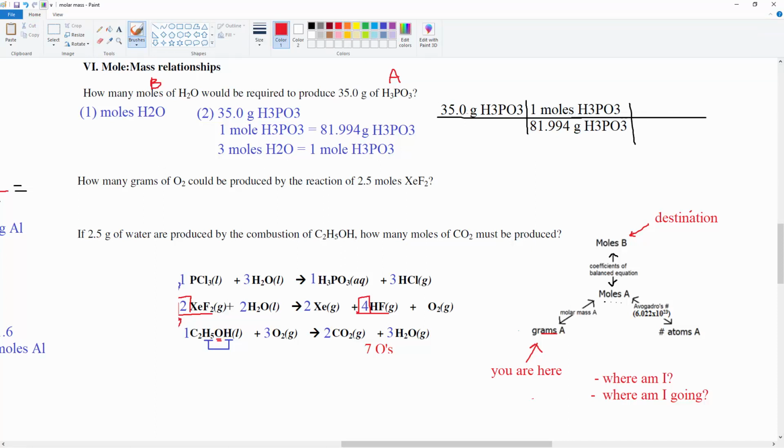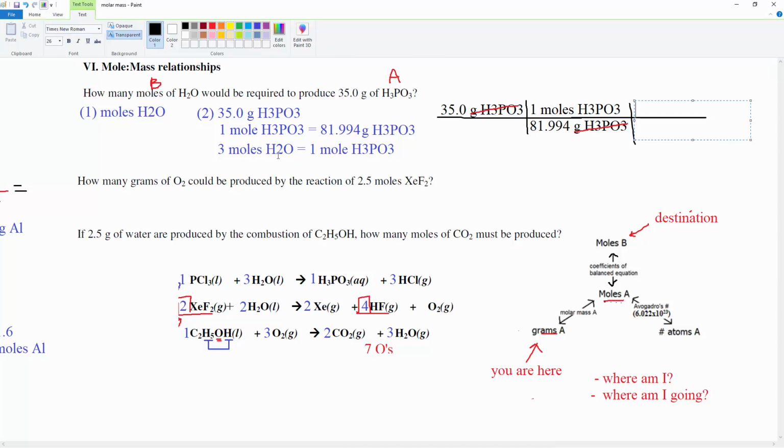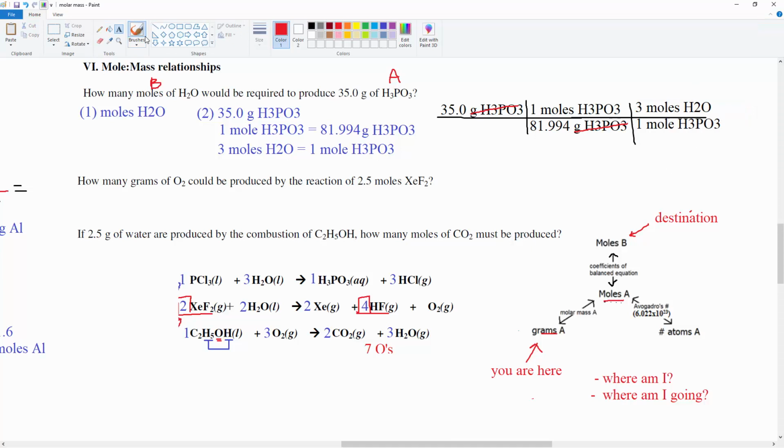When I do that, my grams of H3PO3 do cancel, and I'm left with moles of the thing which I said was A, so that's good because I should have moles of A out now. So the coefficients of the balanced equation should get me to my destination. We said it was a 3-to-1 relationship, so we've got 3 moles of H2O and 1 mole of H3PO3 on the bottom. My moles of H3PO3 cancel, and I'm left with moles of H2O.